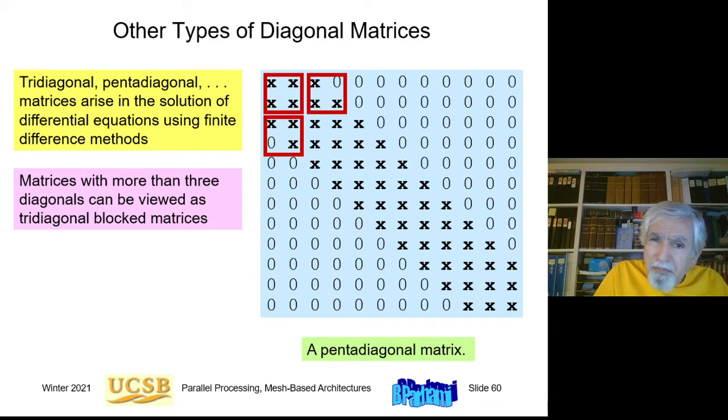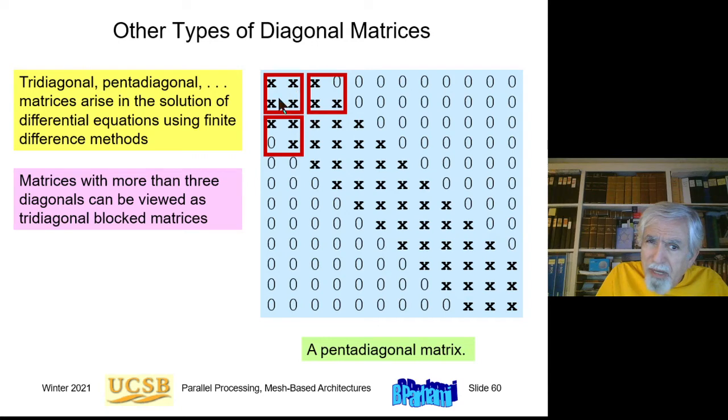And there are a number of other applications. Sometimes we don't have tri-diagonal matrices, but like this one, pentadiagonal. So there are 5: the main diagonal, one above it, and the one above that, the one below it, and the one below that. There are 5 diagonals that contain the non-zero elements.